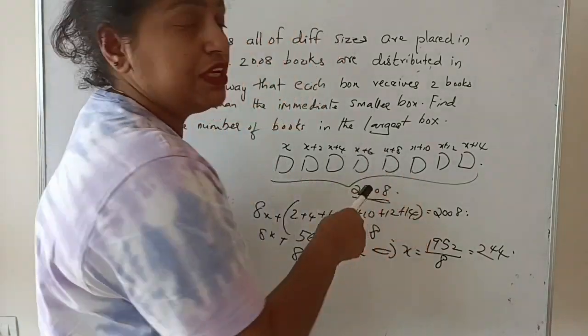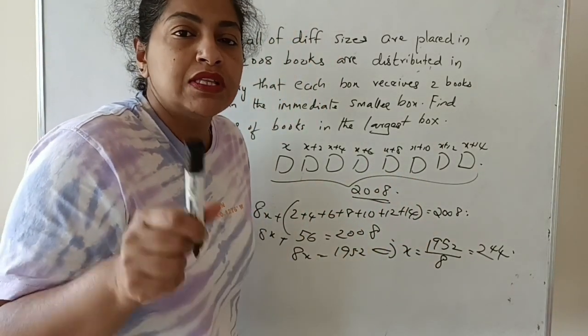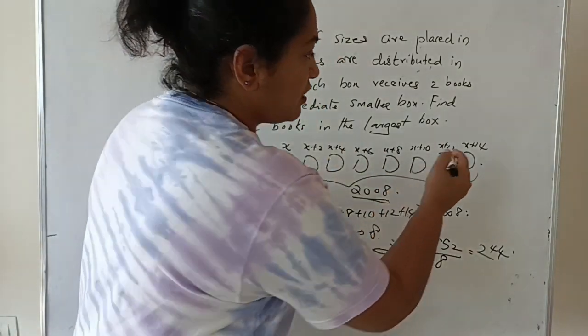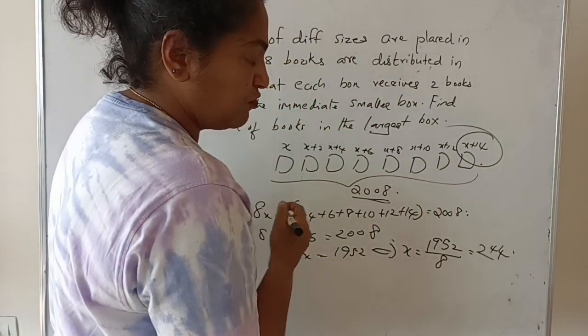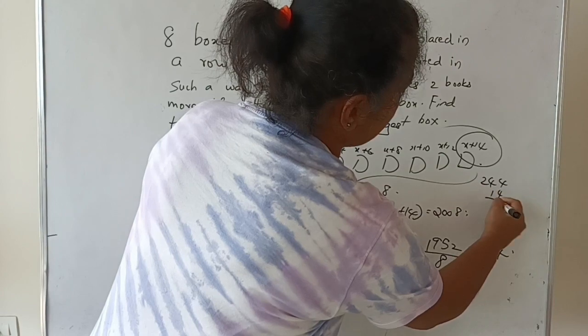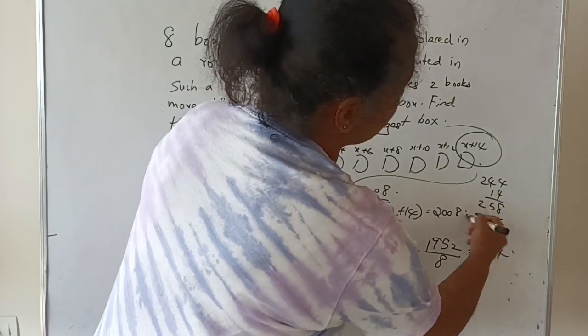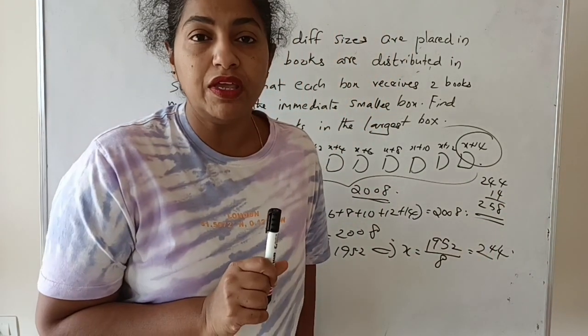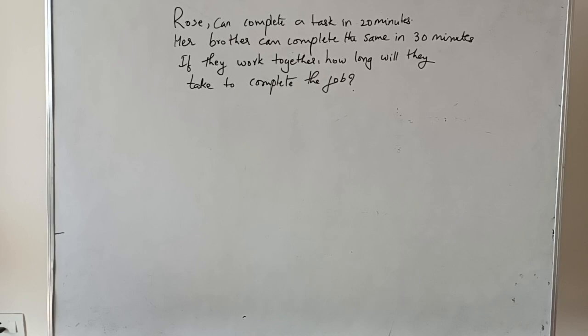Okay. Now, what do we need to find? We need to find the number of books in the largest box. The largest box has got x plus 14 number of books. So, the number of books will be 244 plus 14, which is 258 books. Okay. Rose can complete a task in 20 minutes. Her brother can complete the same task in 30 minutes. If they work together, how long will they take to complete the job?